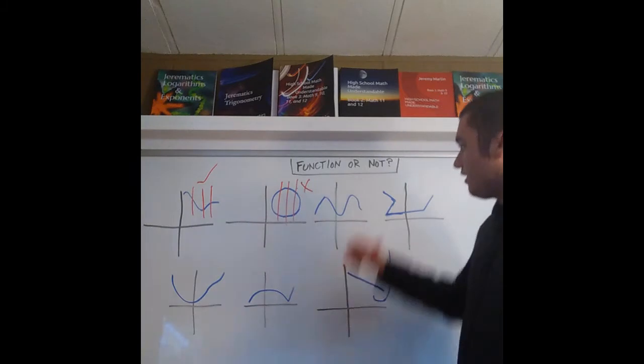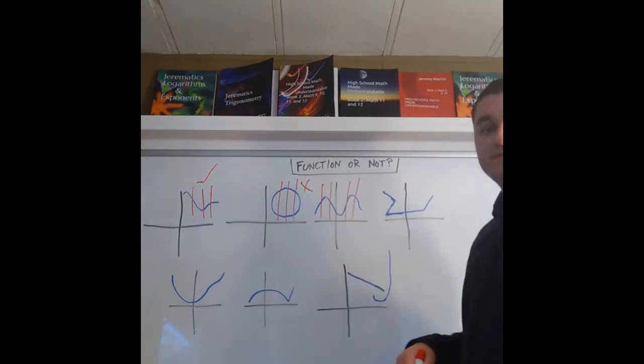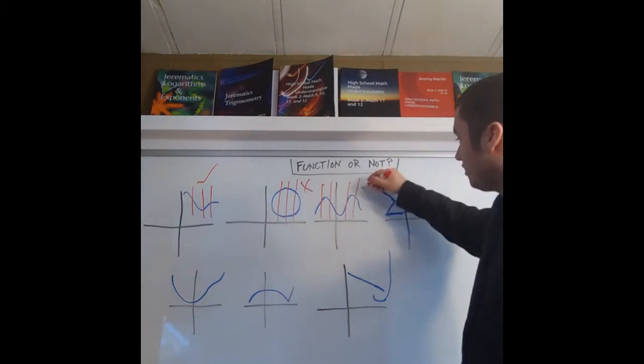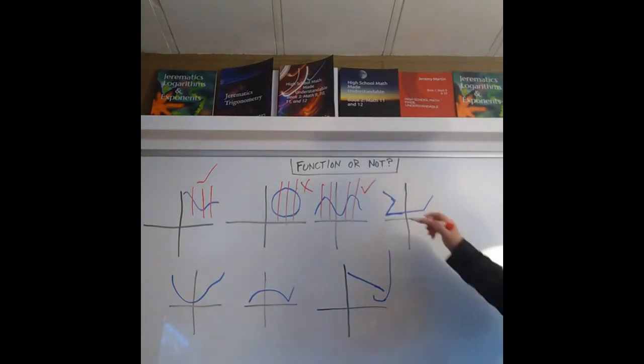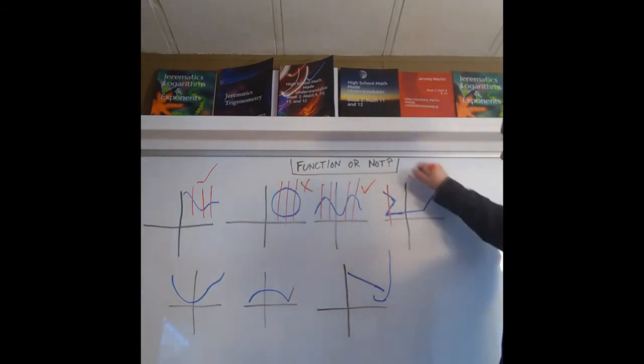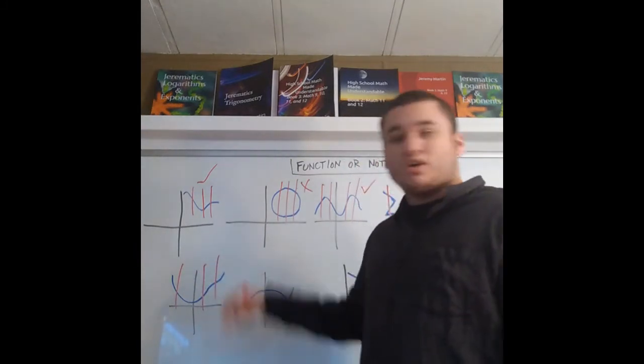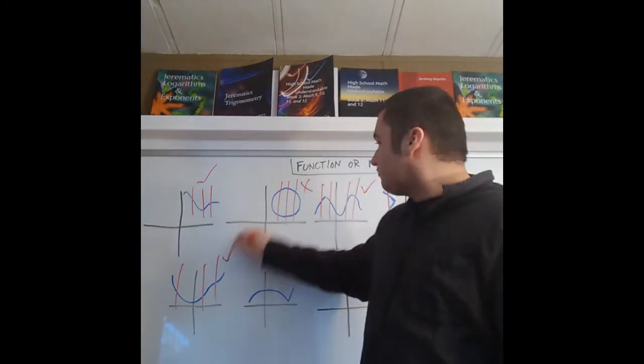The next one, we draw a vertical line through a graph. It only crosses once. This is a function. Check mark. Now what about this one? We draw a vertical line through a graph. Crosses twice. That's not a function. What about this one? It only crosses once. So this is a function.